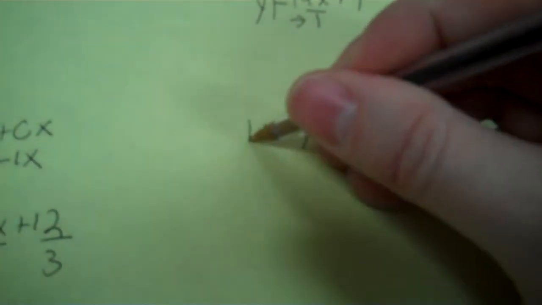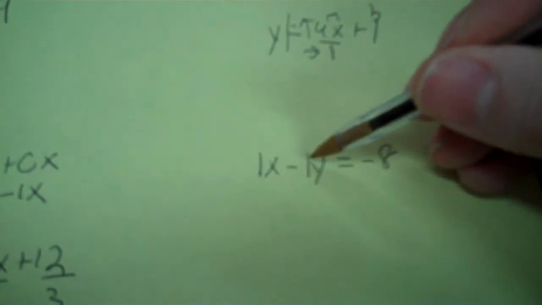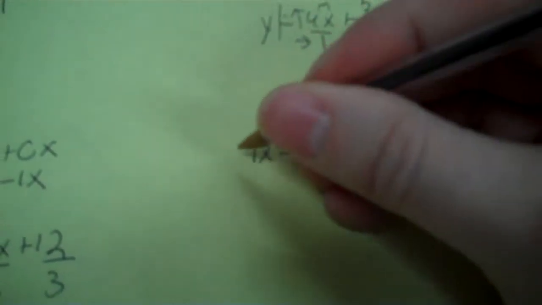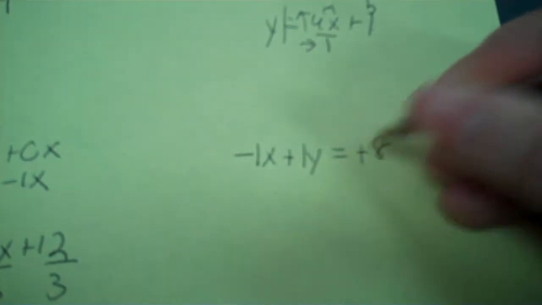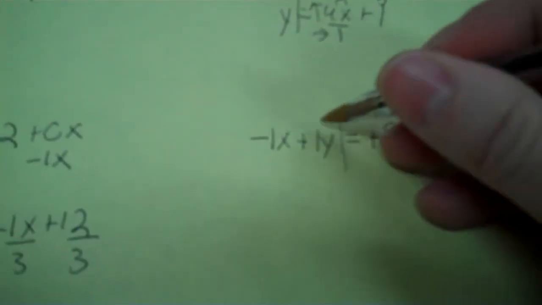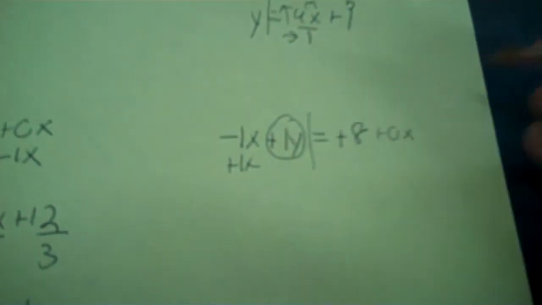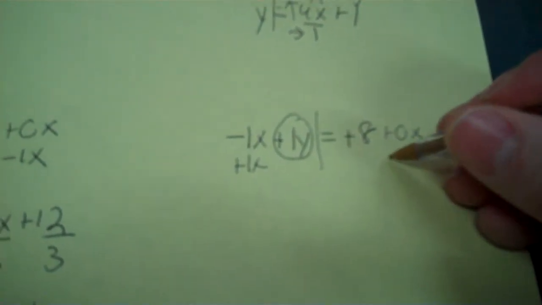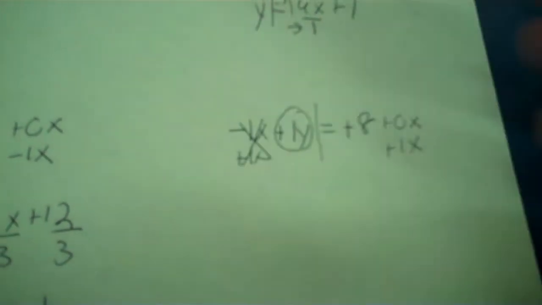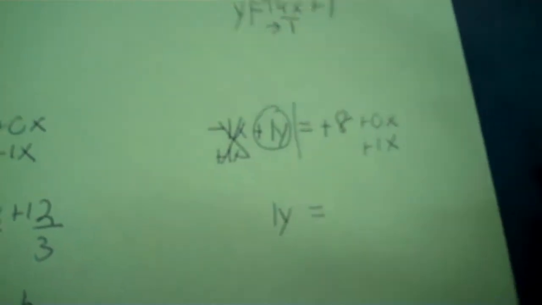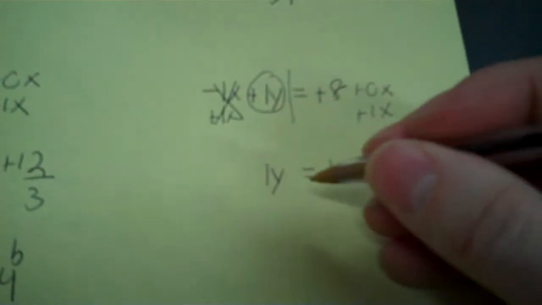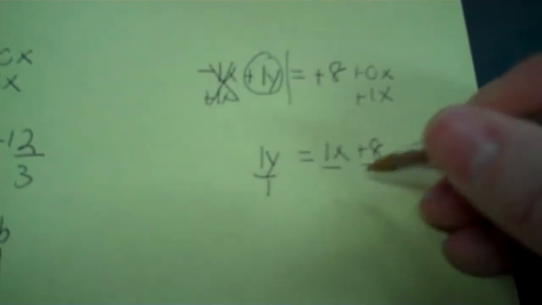Okay, next one, put 1s in front. Now again, the number in front has a minus sign. So I need to go negative, positive, positive. So I circle the plus 1y. We get rid of the minus 1x by adding 1x. Then I put a 0x, so I actually see an x over there, then plus 1x to that. So you got 1y. So I take 0x plus 1x, that's 1x, and then plus 8. Then divide everything by 1.